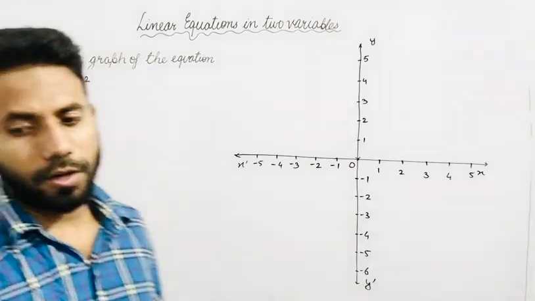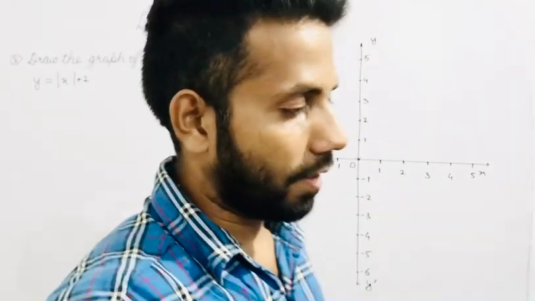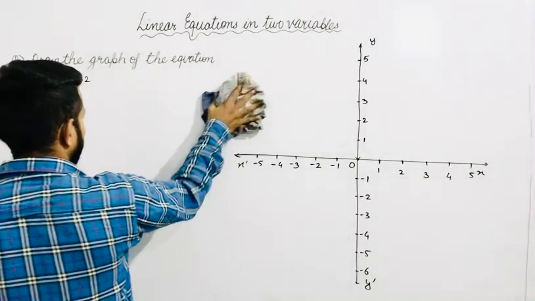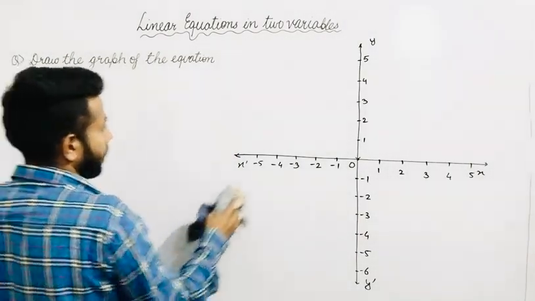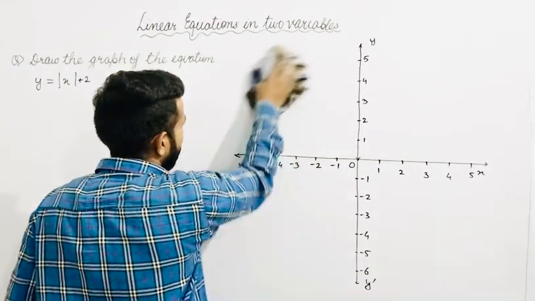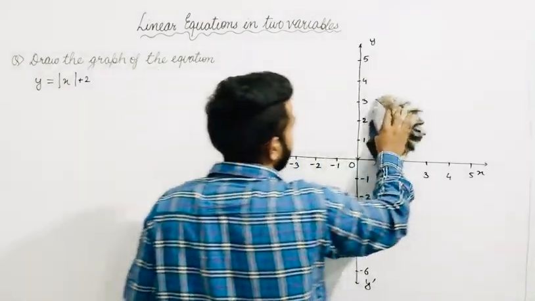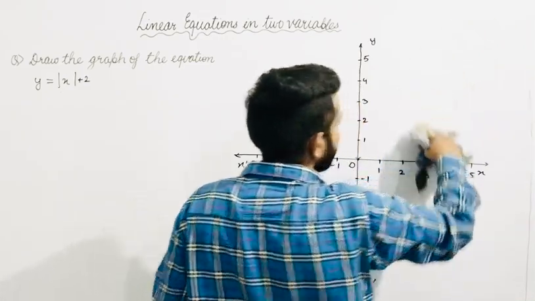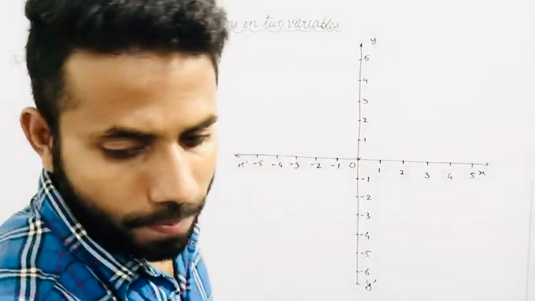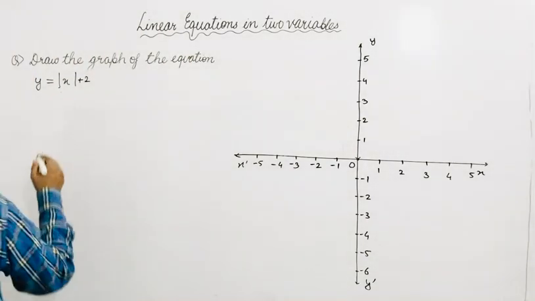Just try to understand how this modulus function is working. Y equals mod x plus 2. This is our question, and you need to practice these graphs as well, because in your next class there will be some complex graphs as well, which I will be teaching you in this class only. Look, again we draw the table.